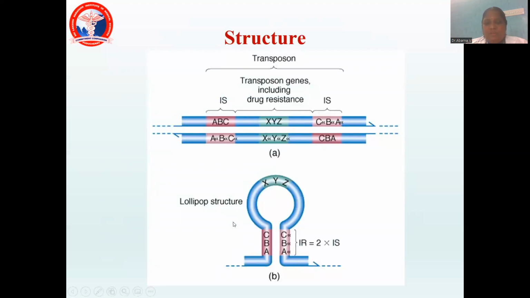So this is the structure of the transposons. It will be similar to a lollipop structure. This inverted sequence is readily detached from one part of the chromosome and readily attached to another part. That is why it is called jumping genes.